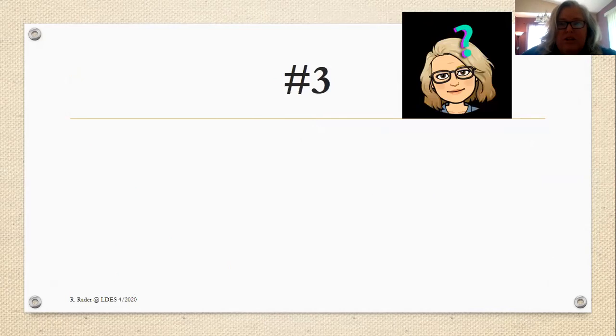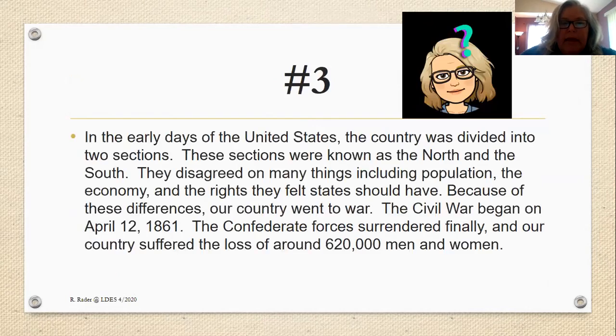All right, question number 3. In the early days of the United States, the country was divided into 2 sections. These sections were known as the North and the South. They disagreed on many things, including population, the economy, and the rights they felt states should have. Because of these differences, our country went to war. The Civil War began on April 12, 1861. The Confederate forces surrendered finally, and our country suffered the loss of around 620,000 men and women.